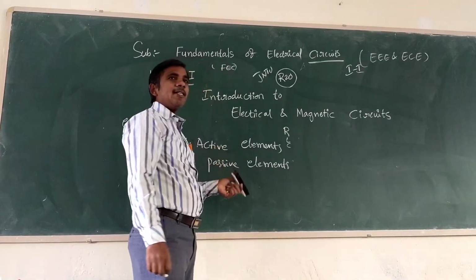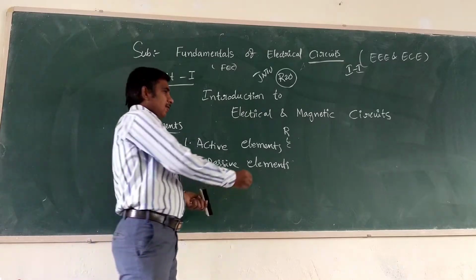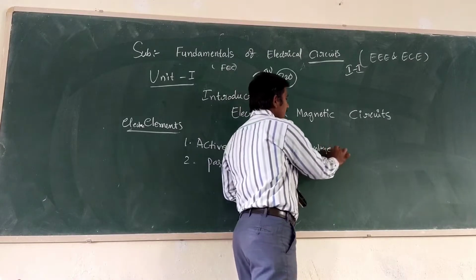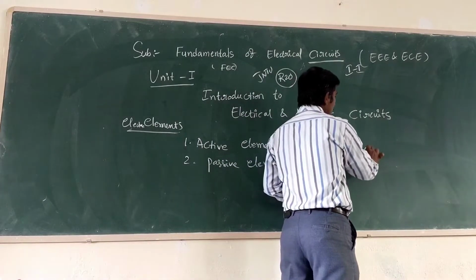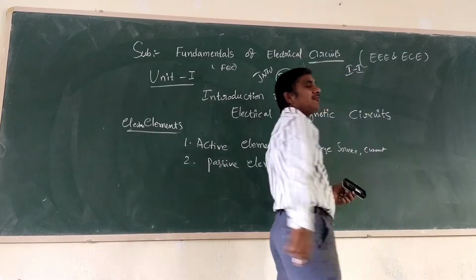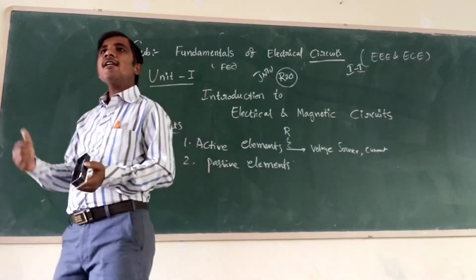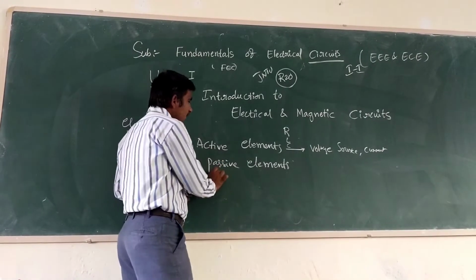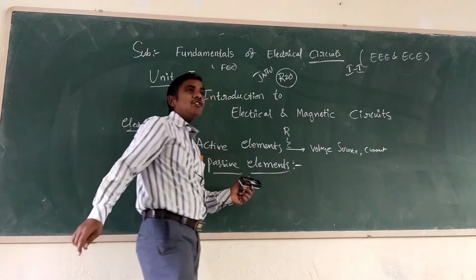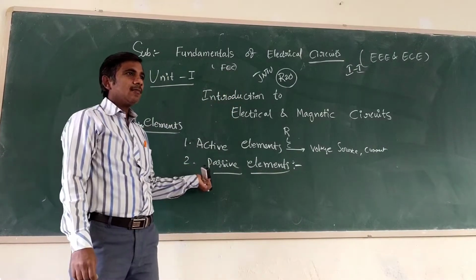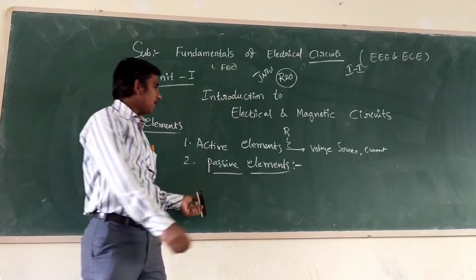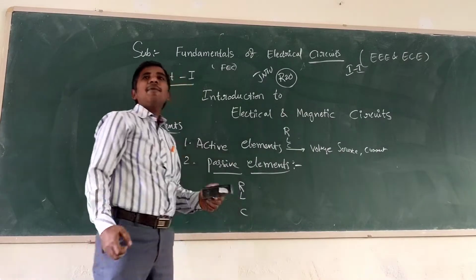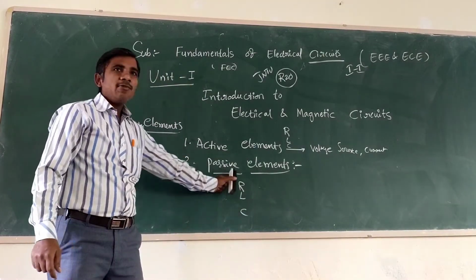Now, what are the active elements? Active elements are voltage source and current source. Why are they called that? These are producing energy. The elements which produce energy are called active elements. Whereas a passive element consumes electrical energy and produces heat. Examples are resistor, inductor, and capacitor, which are termed passive elements.